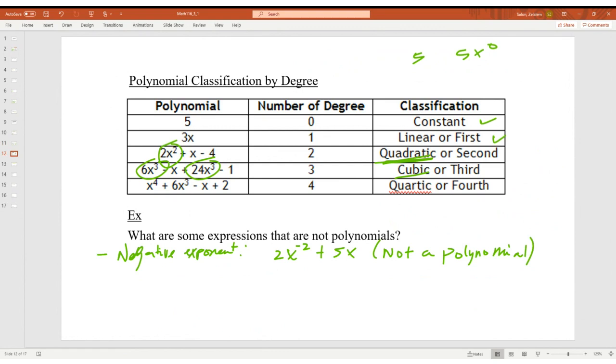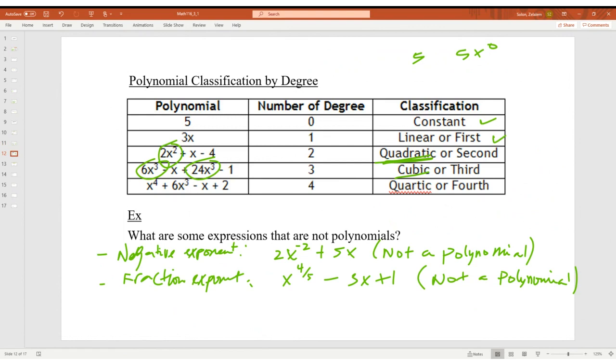The next one is a fraction exponent. If you have, for example, x to the power of 4/3 minus 3x plus 1, this is not a polynomial. Because the exponent here is a fraction, 4/3, it's not a polynomial.